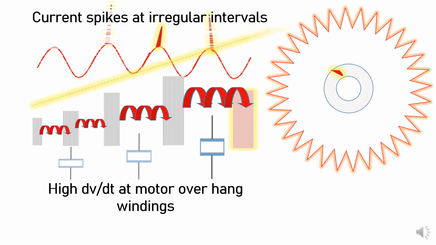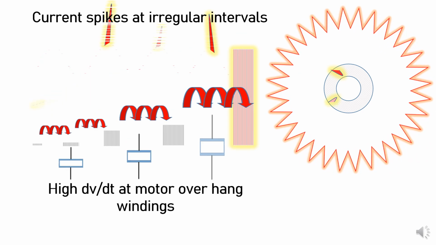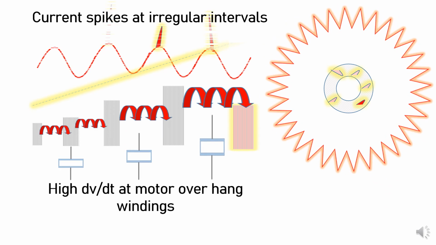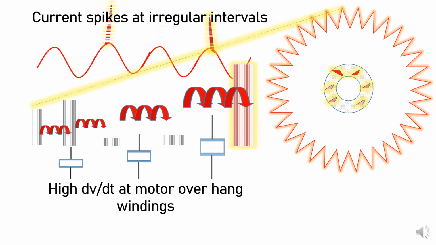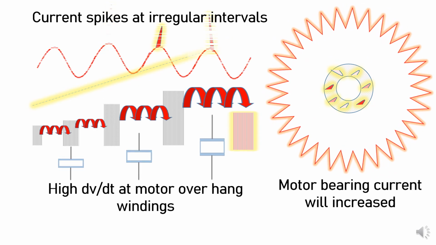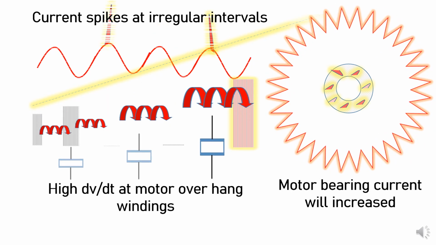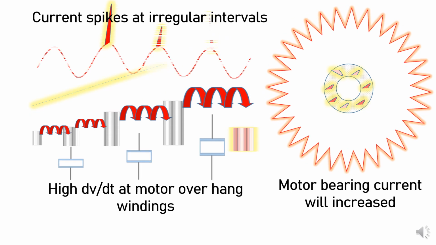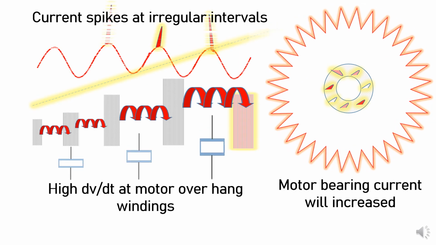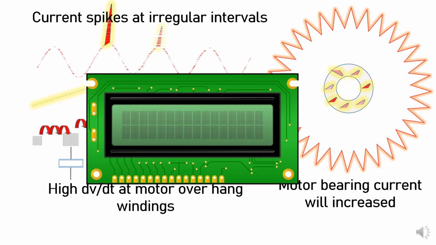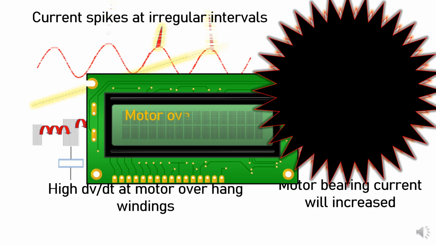Now the third disadvantage of a high switching frequency is that the motor bearing current will increase, and the bearing life will also be reduced. So these are the comparisons. With lower switching frequency, torque pulsation will be there. With higher switching frequency, there is high dV/dt, current spikes at irregular intervals, the motor bearing current will increase, and many times the motor will trip on overcurrent.